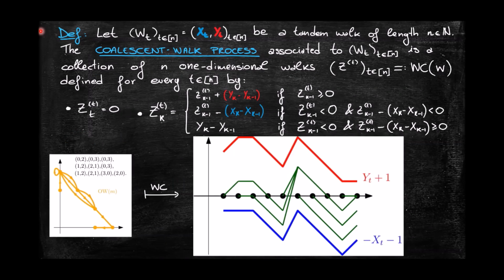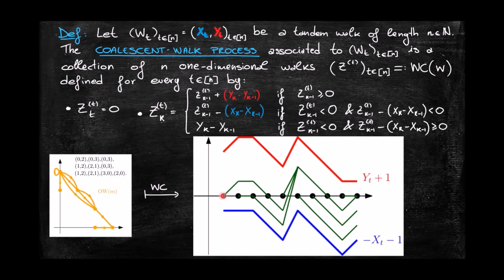I will not enter into the details of this definition, and I will clarify it in the following example. Here, on the left-hand side, we have a tandem walk, and on the right-hand side, we have the associated coalescent walk process. So in red, we have just the YT projection of this walk, and in blue, the minus XT projection of this walk. Then the coalescent walk process is constructed in the following way.